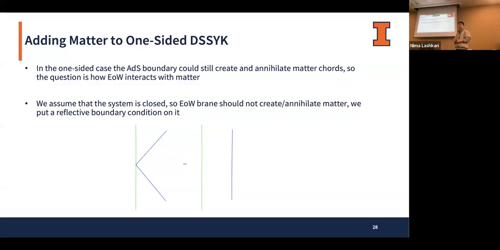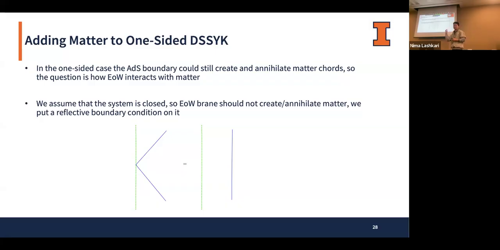For example, you're considering an evaporating black hole, and the radiation comes out, and I can collect it at the asymptotic boundary and put it into some kind of subsystem which is called the Hawking radiation, but I don't want radiation to also escape from the end of the world brane, right? I think that's the motivation.